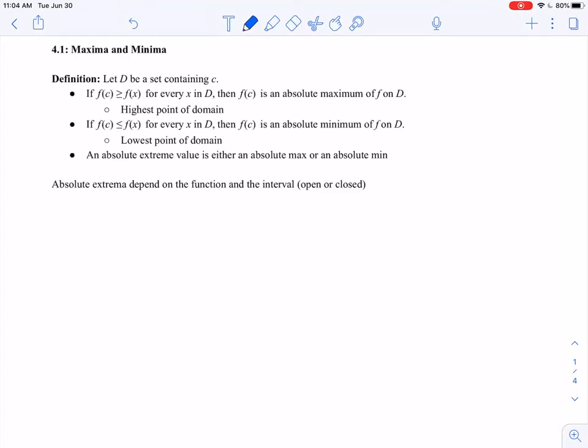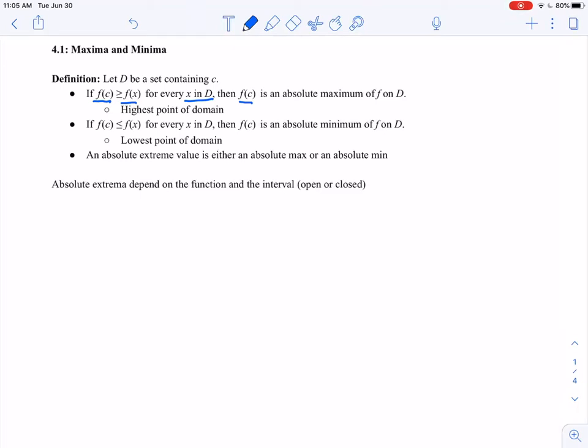And we're going to start with this idea of maxima and minima, and we're going to start just by defining what those are. So here, let D be any set containing a point C. So D is just some set, you can think of it as an interval for right now, containing an x value of C. If f of C is greater than or equal to f of x for every x in your set D, then f of C is an absolute maximum of f on that set or on that interval D.